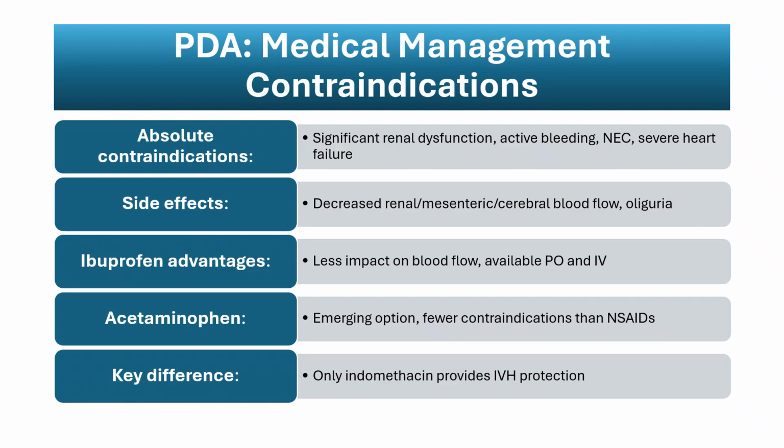One key difference is that only indomethacin has been shown to reduce the risk of intraventricular hemorrhage, a factor that may guide drug choice in extremely preterm infants. Understanding both the contraindications and the nuanced differences between therapies ensures that PDA treatment is tailored to each infant's risk profile and overall stability.